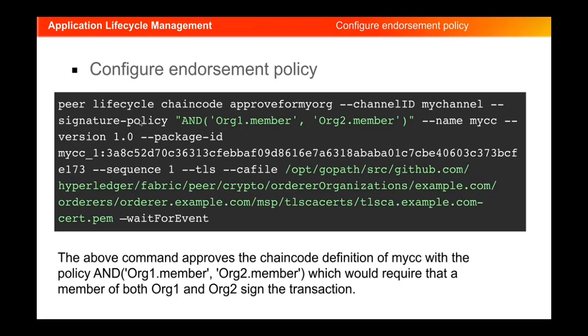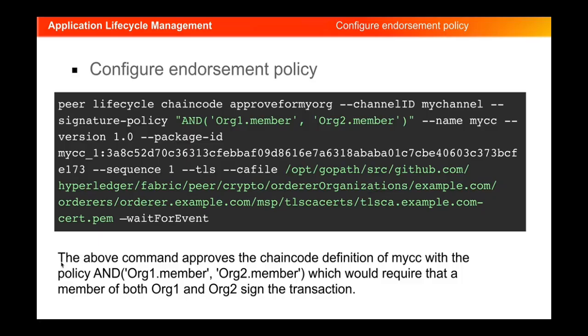As we already know, we have to go through different stages when we install and instantiate the chaincode. As part of this, when we are trying to approve for a particular organization, this is the command that we are executing. At this point, we can also set the endorsement policy, which you can see here, signature-policy, and we are setting the endorsement policy over here.